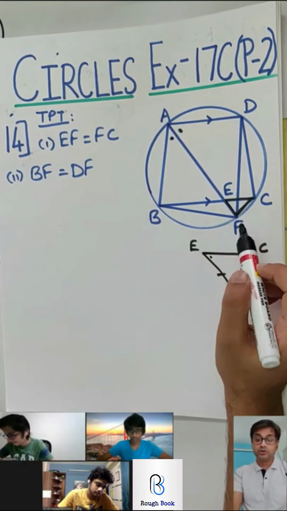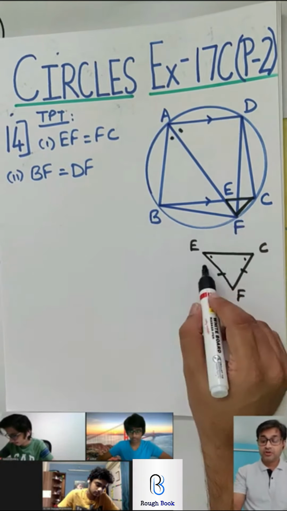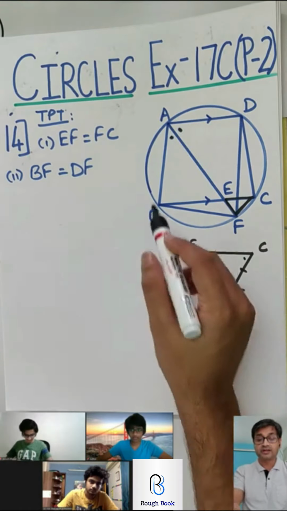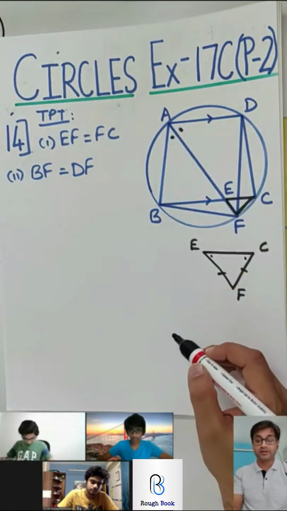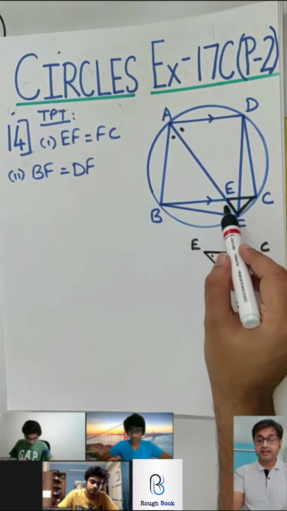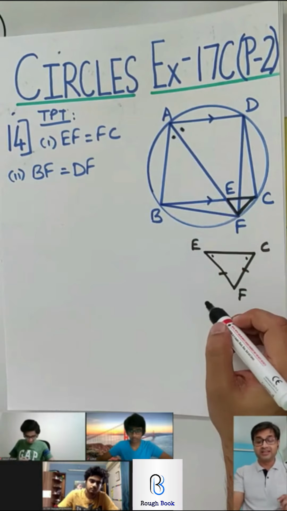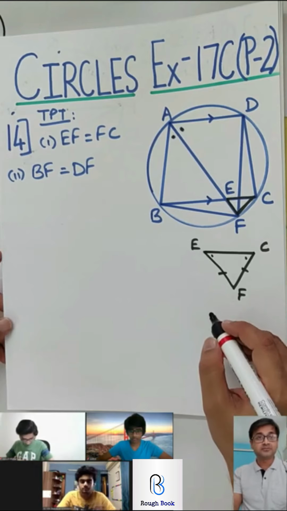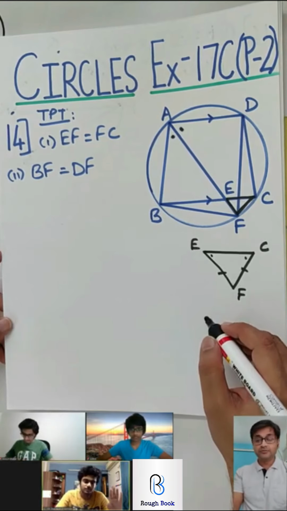Now how are we going to do this? We are supposed to prove these two base angles equal. So think about some property that will help us to connect the two dots, that is BAF and DAF, with the two base angles of triangle EFC. So any one of you would like to try any one part at least? Yes, Shubhayan, go ahead.